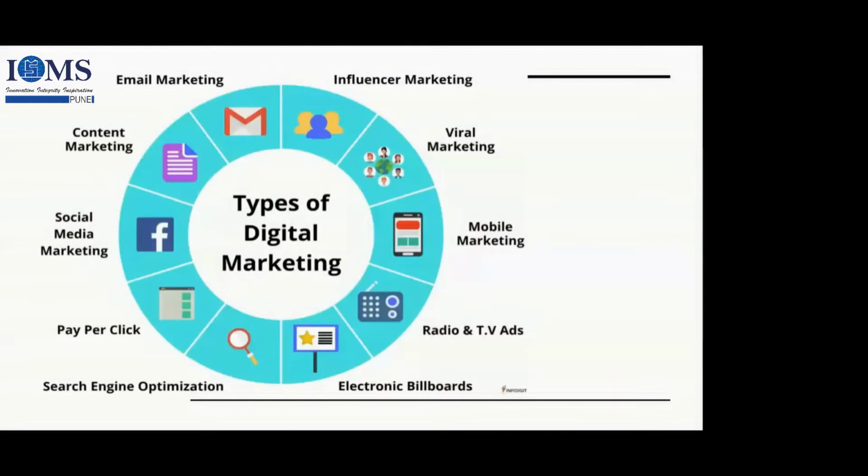Now look here, what are the types of digital marketing? Out of these all, you might have heard many of them, right? You might have heard about mobile marketing. Then, of course, we are all seeing social media marketing, content marketing, email marketing, right? So as you can see on the screen, these are the types of digital marketing: influencer marketing, viral marketing, mobile marketing, radio and TV, electronic billboards, search engine optimization, pay-per-click, social media content, and email.